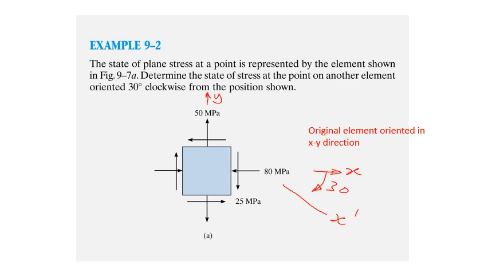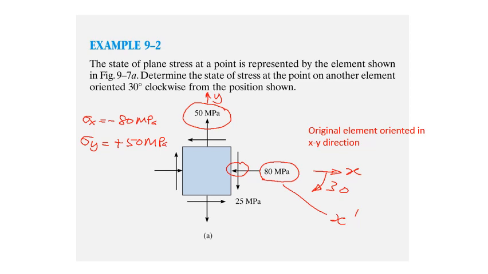So that is sigma x. It is 80 megapascal, but it is compressive, so it is negative. So sigma x is minus 80 megapascal, right? Sigma y here is tensile, so it's positive. So we have sigma y is positive 50 megapascal.